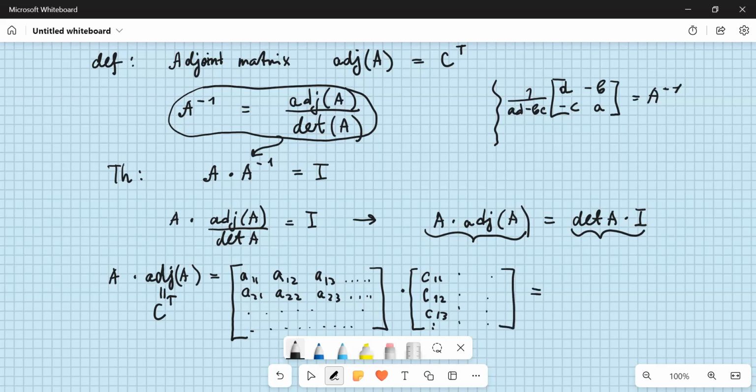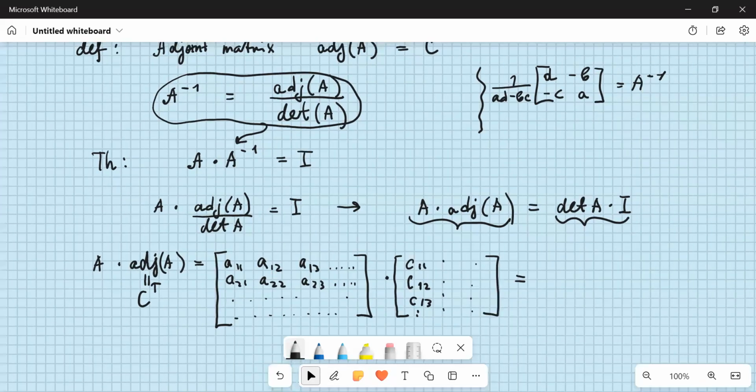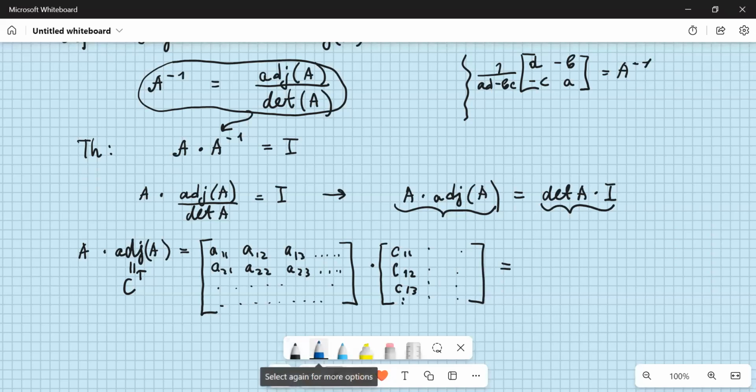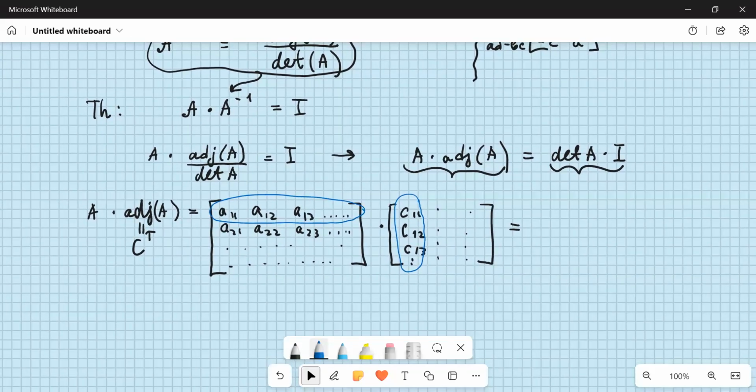What is going to happen when I multiply them? Let's just perform the multiplication. Remember, by the multiplication rule, we multiply the first row of my first matrix by the first column of the second matrix. Let's multiply it on the side before we put the element into the resulting matrix. So what do we have? A11 by C11 plus A12 by C12 plus A13 by C13 and all other elements.